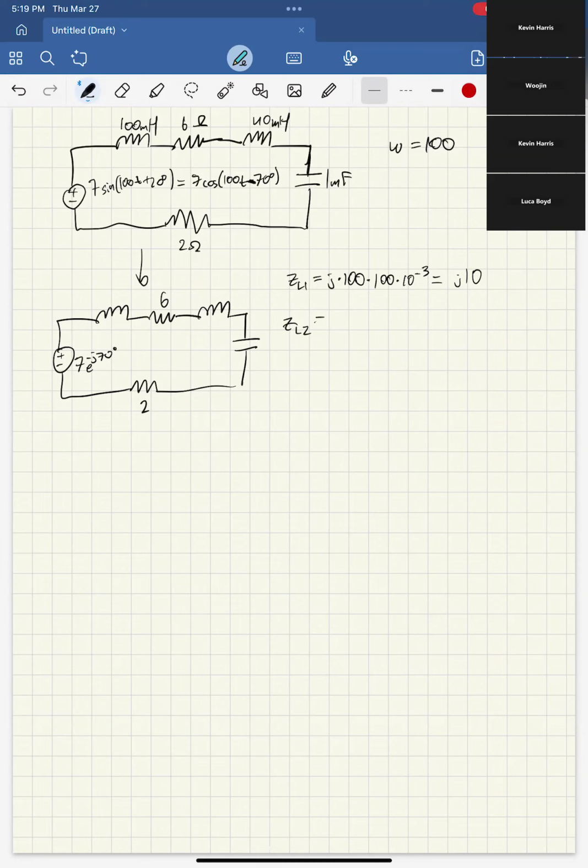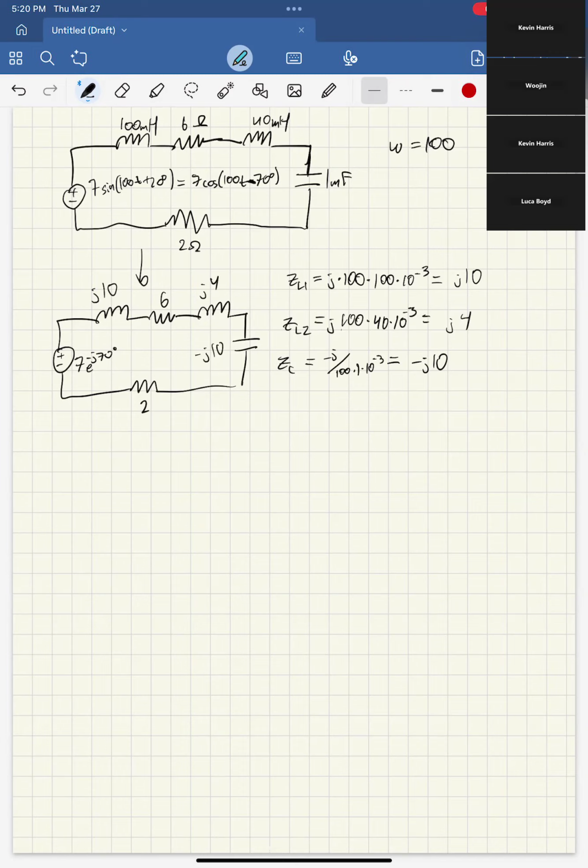Okay, ZL2 is j times 100 times 40 times 10 to the negative 3, which gets us j4. And then for the capacitor, we have negative j over 100 times 1 times 10 to the negative 3, which gets us negative j10. And the resistors are just the resistors. I'm not even going to write those down. So now we have j10, we have j4, and we have negative j10.